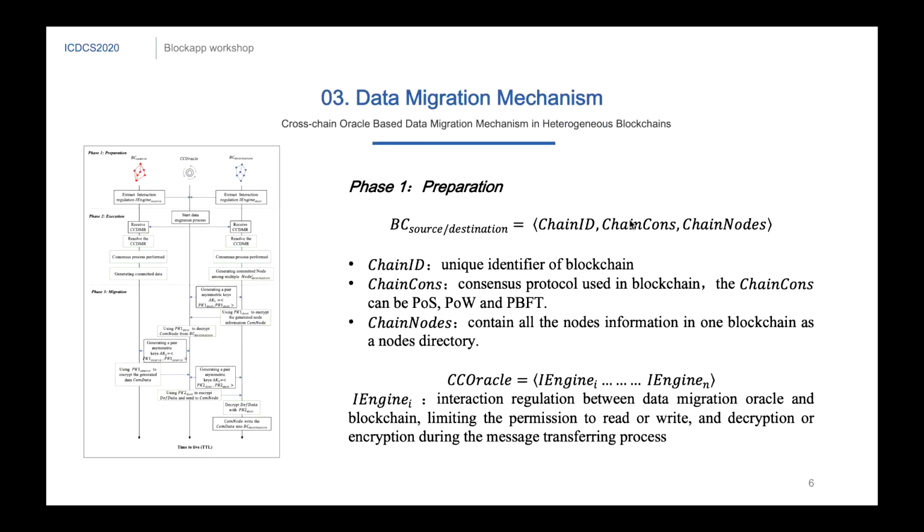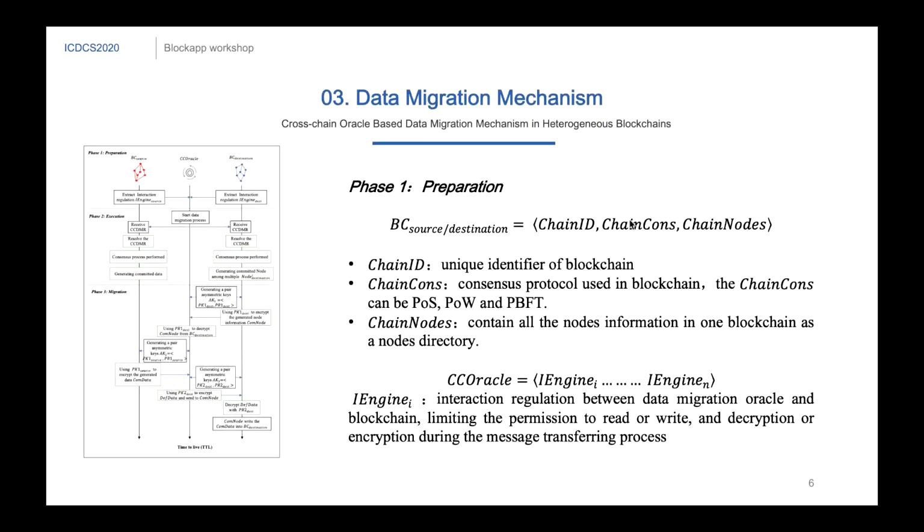And definition 2, cross-chain oracle. The cross-chain oracle is composed of different interaction engines extracted from different blockchains. So the oracle can be denoted as engine 1 to engine M. Engine I denotes the interaction regulation between the data migration oracle and the blockchain. The interaction regulation is drafted by blockchains, which limits the permission to read or write and the decryption or encryption during the message transferring process. In this case, security during the data migration process can be ensured.